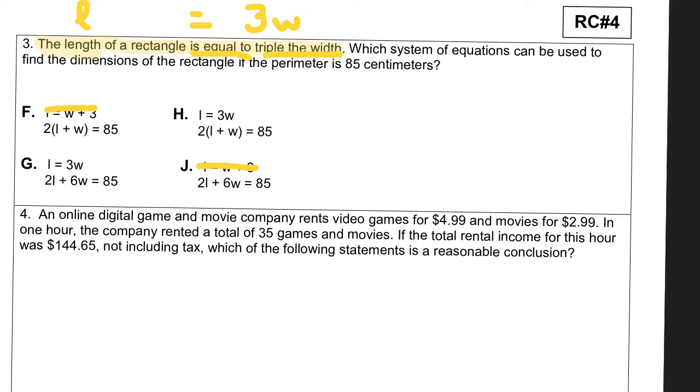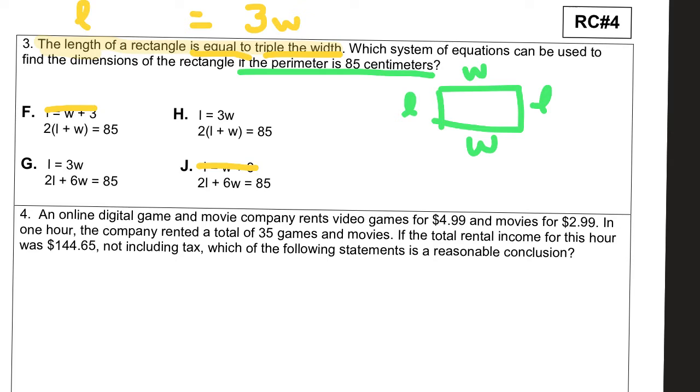Now let's look at the second sentence. The important part is if the perimeter is 85 centimeters. Remember, when we have a rectangle, we'll have length and width and length and width. To find the perimeter, you always add up the sides.